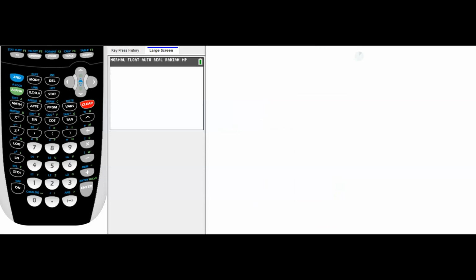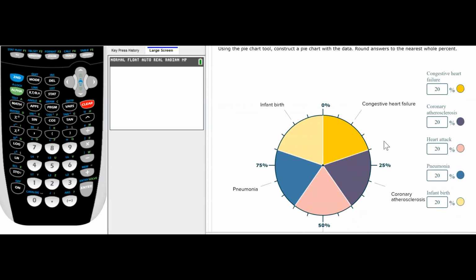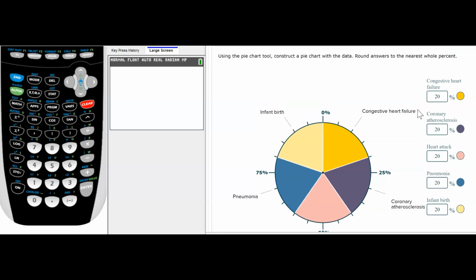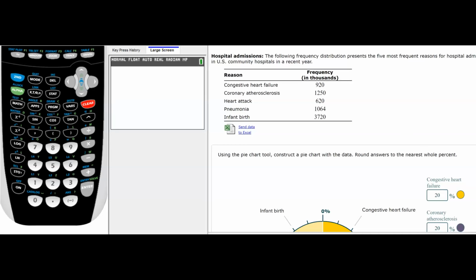Okay, and here's another problem that relates to the hospital admissions. We've got some different data here, and you can see if I scroll down, there's our pie chart. What Connect is going to prompt you for is the relative frequency or the percentage for each category. And so this is a little bit different than what we just saw in Excel. In Excel, we just highlighted everything and it did it all for us. We have a little bit more work to do here.